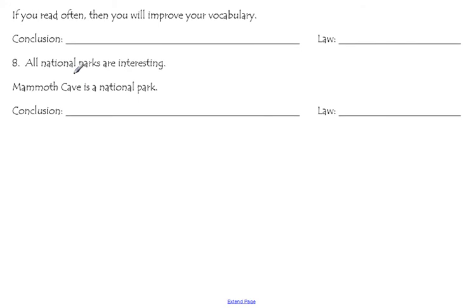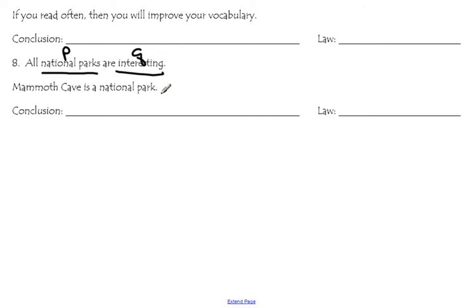Okay, number 8. They don't give you a conditional statement, meaning an if-then statement. So when you are looking at this, you have to think of it as an if-then statement. So you don't have to write it, but you have to identify your hypothesis and your conclusion. So if there is a national park, then it is interesting. So referring to national parks would be your P, your hypothesis. And those national parks being interesting would be your Q.